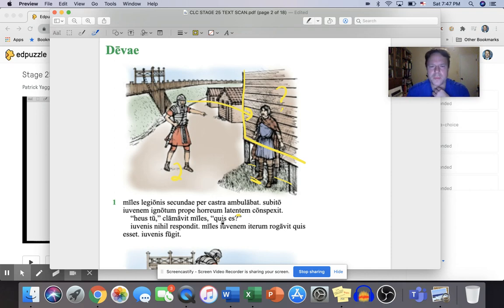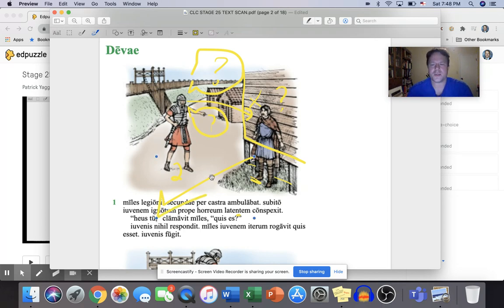Eos tu clamavit miles. So maybe I draw a little bubble, right? Eos tu clamavit miles quis est, right? And then unus nihil respondit, and miles unum iterum rogavit. And maybe I can do, just to illustrate the iterum, rogavit quis esset. And then the unus fugit. And I even drew the arrow out of the picture.